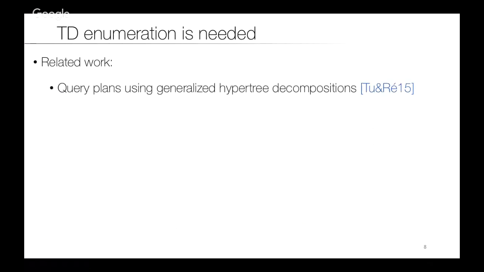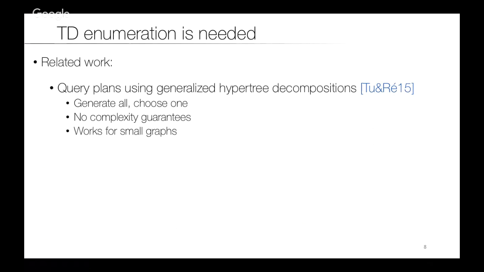And this brings the approach of enumeration that we see in recent work. This is a work done in Stanford about generalized hypertree decompositions. What they suggest is to generate all the generalized hypertree decompositions, calculate some measure to see which one is best, and then choose the best one. But the way they suggest doing this gives no complexity guarantees, and it works for small graphs, which is what they assume they have. But we would like to find a solution which is practical for even larger graphs.